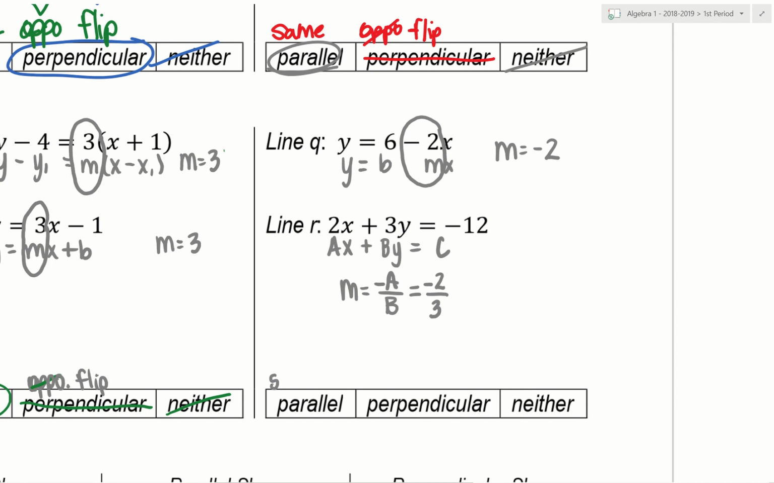In order for them to be parallel, they have to be the exact same. In order for them to be perpendicular, they'd have to be opposite flip. Neither just means it could be either. So looking at my two slopes, one is negative, the second one is negative, so they're definitely not the same. They can't be parallel. Oh, wow, that's way wrong. They're definitely not opposite, so they can't be perpendicular. They're both negatives. Now, on this top one, 2/1 is not the exact same as 2/3. So since they're not the exact same number, they can't be parallel. The only option here is neither.